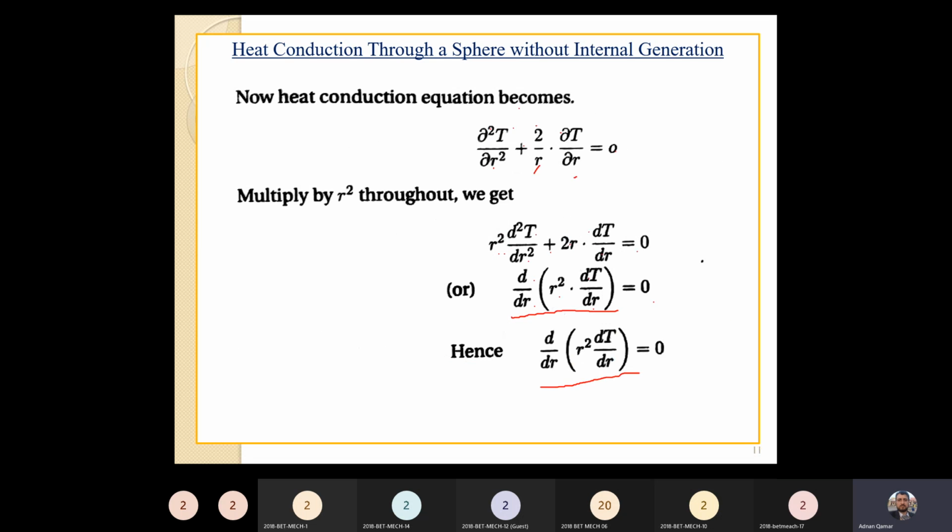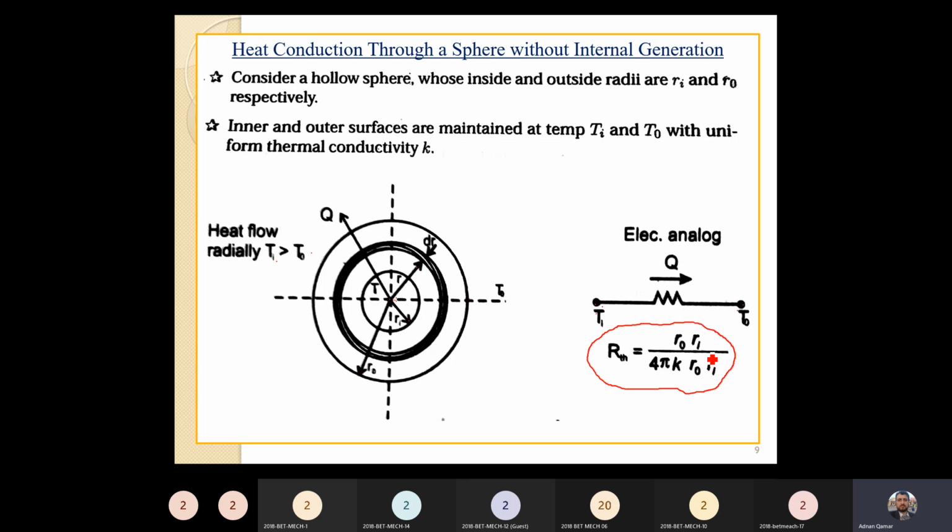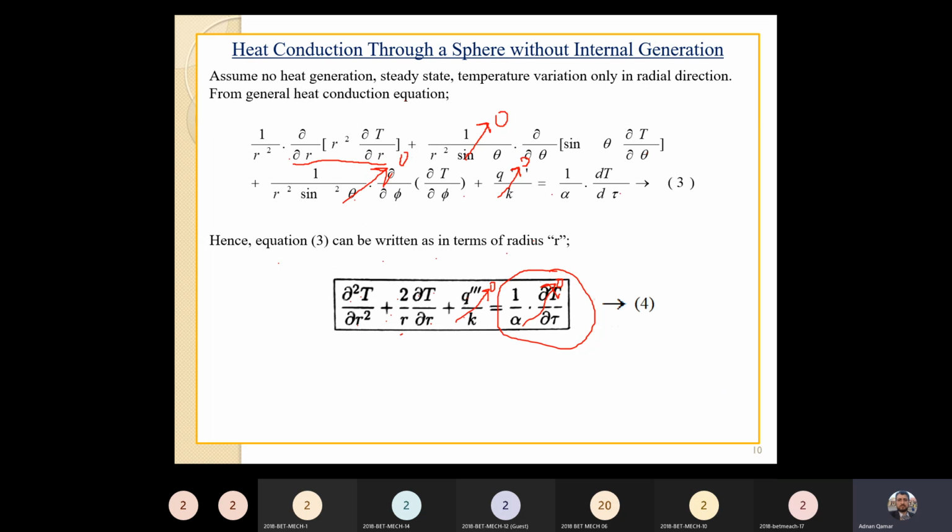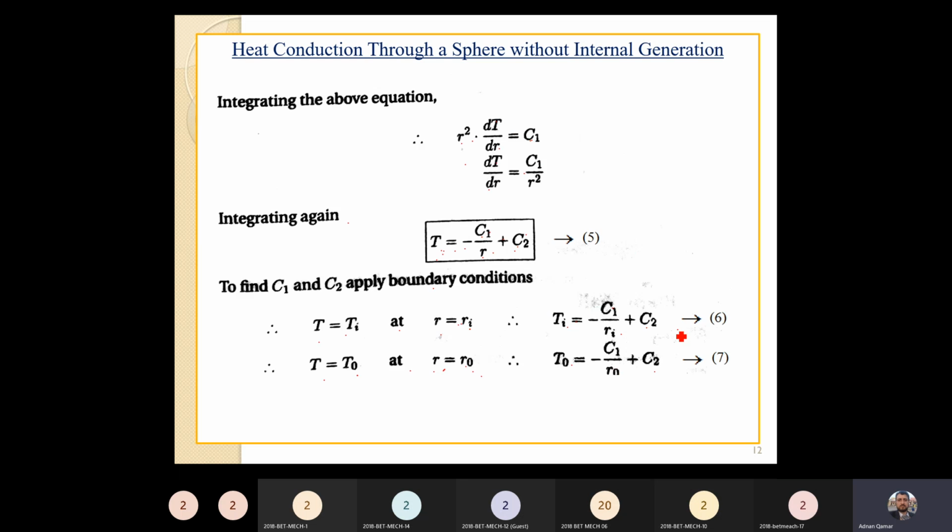And if you see in this figure here, this is basically r naught minus ri. This is not r into r. There is some error like that. This is a minus sign, so correct it. Let me check it again. This is actually a minus.